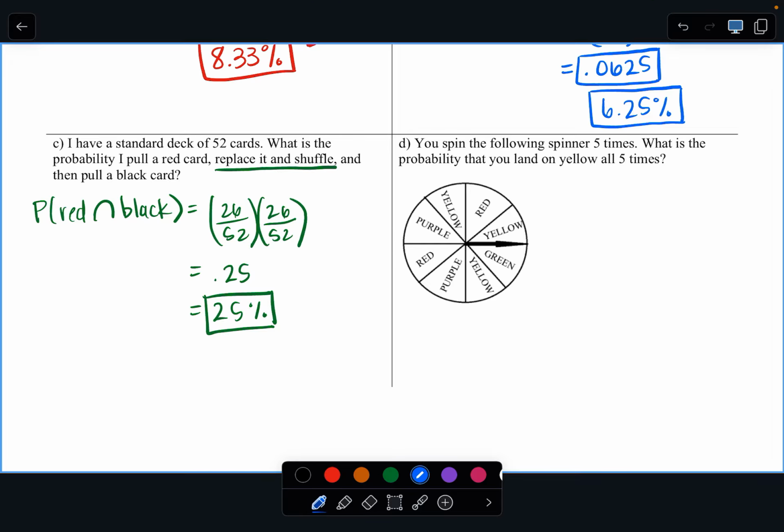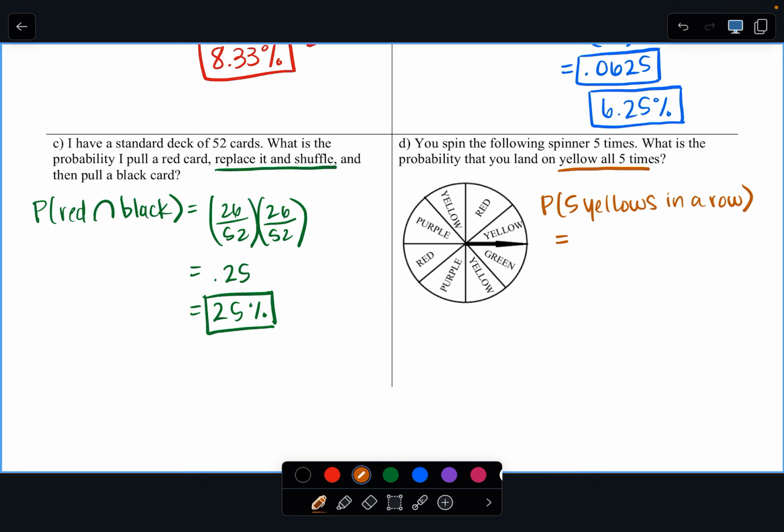And for our last one for independent events, you're spinning a spinner 5 times and you want the probability of 5 yellows. And I'm going to say in a row because we want them to occur all together. You done? Yep. Thank you.